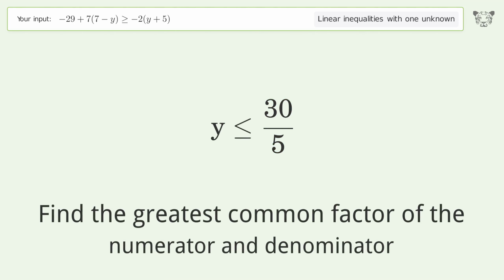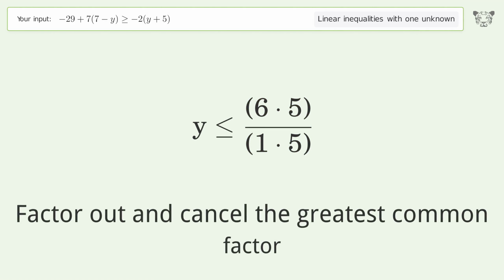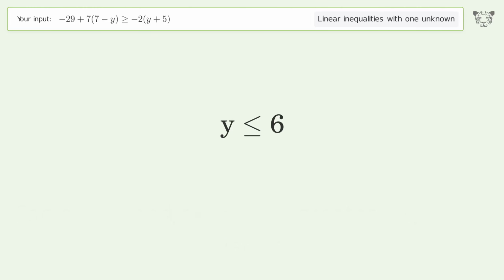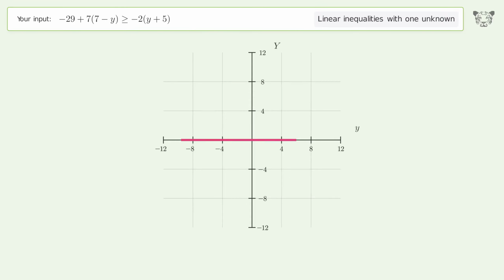Find the greatest common factor of the numerator and denominator. Factor out and cancel the greatest common factor. Plot the solution on a coordinate grid. And so the final result is y equal or smaller than 6.